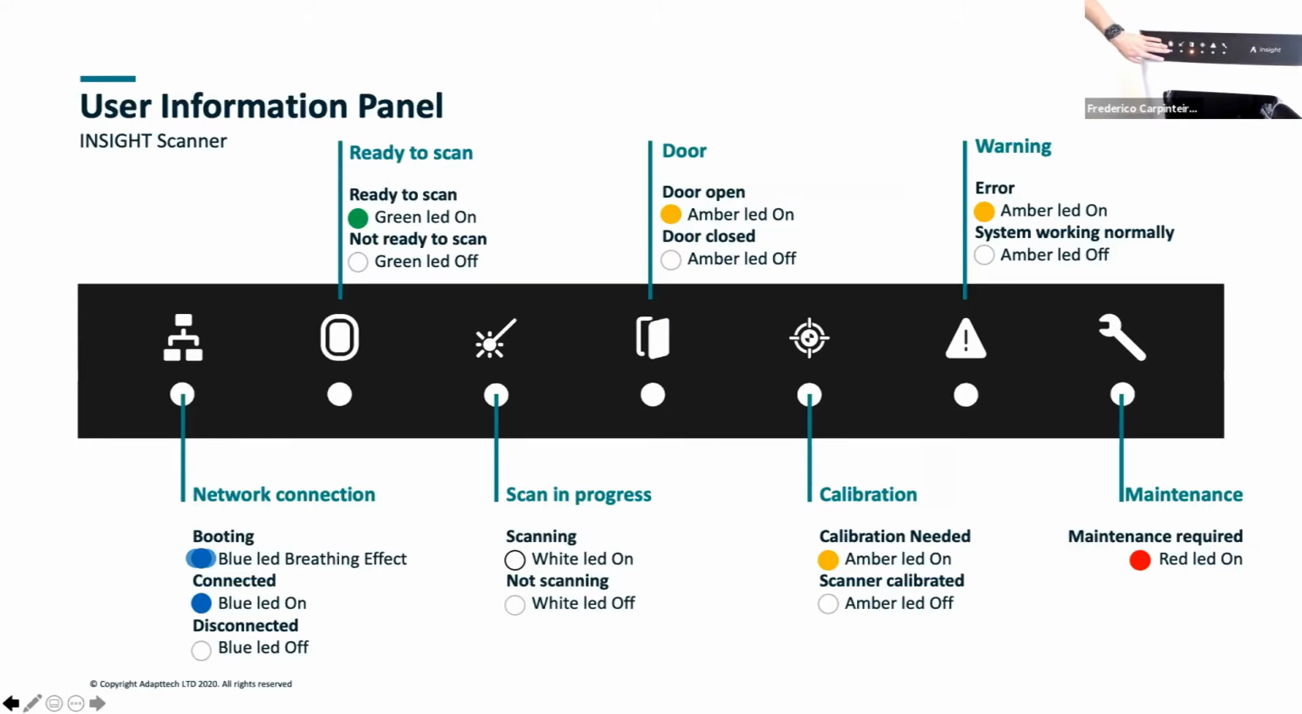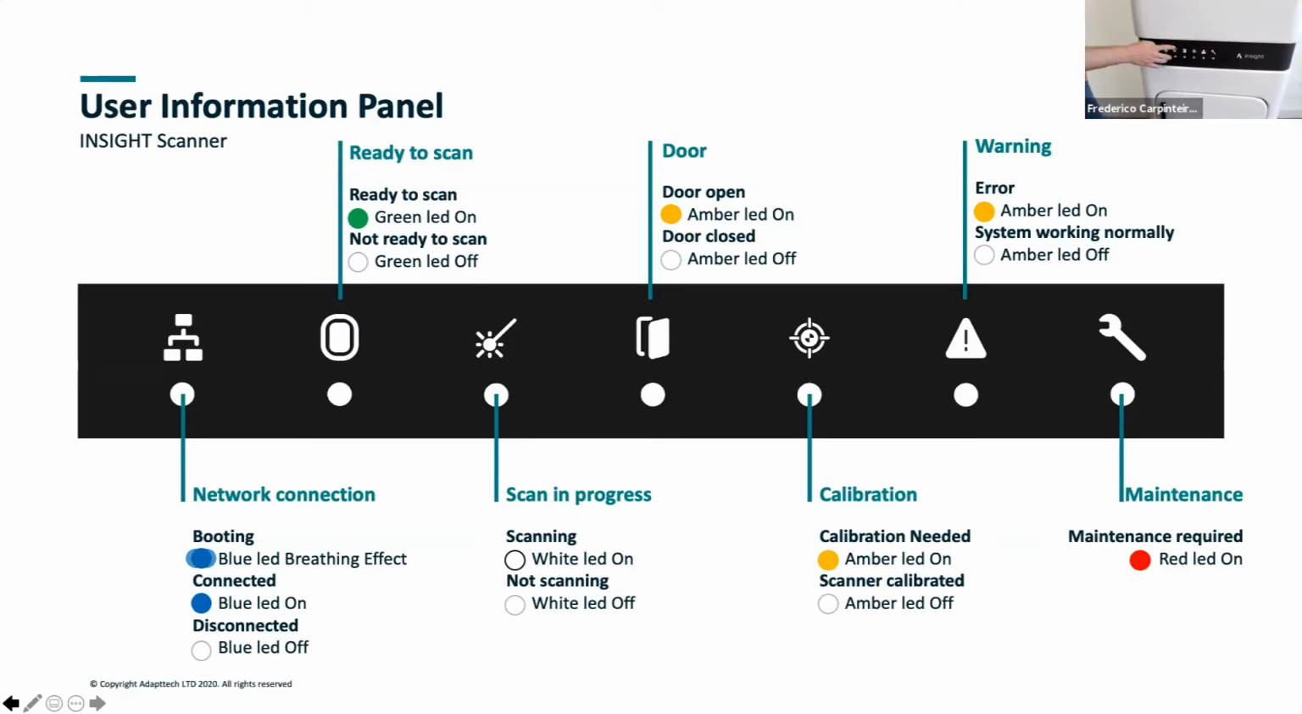The second LED is the ready to scan, and you can have 2 states: turned off, which means the system is not ready to scan, in this case because the door is open, and if it changes to green, it means that it's ready to scan. So you can start the scanning process.